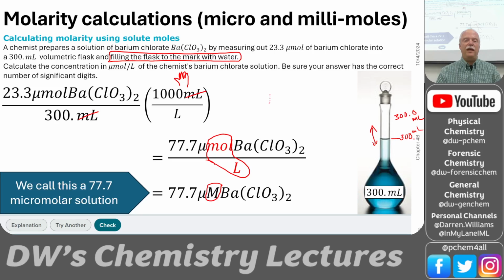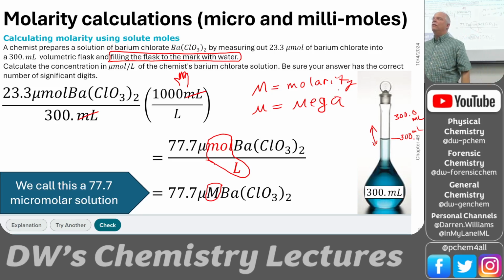So the context: M can equal molarity, and M can also equal mega. So how do we know the difference? The mega would be in front of the molarity. Yeah, so mega is in front of something. So all of those metric things, what are they called? They're metric prefixes. They're in front of something.